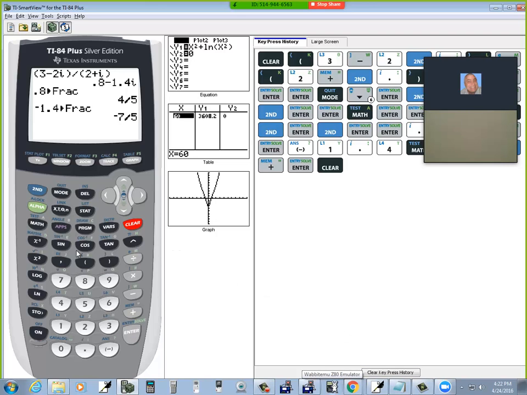Oh, to change it to a fraction? Yeah. If you do second, then decimals on this bottom row here.